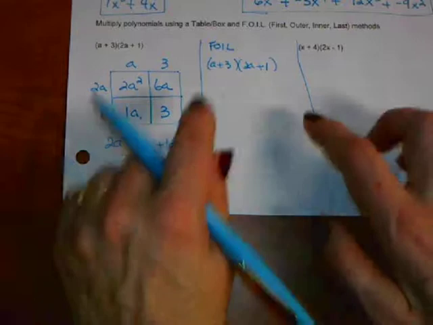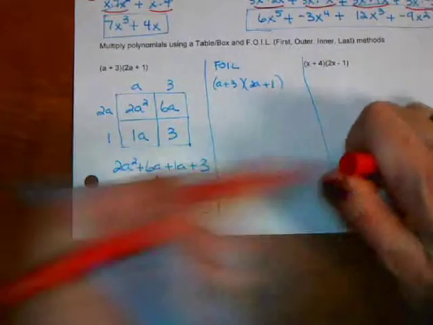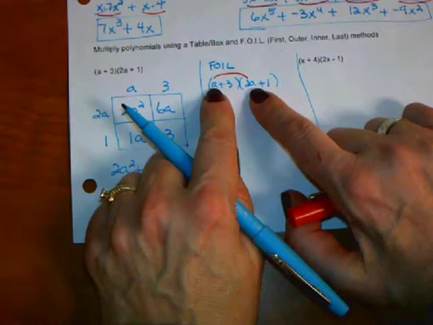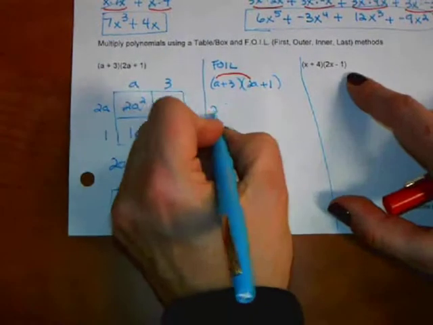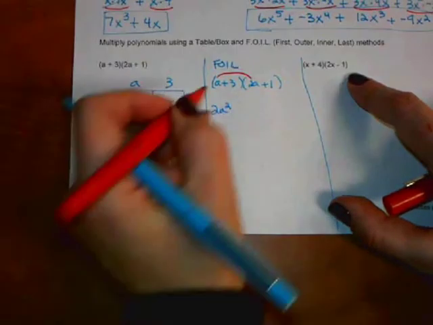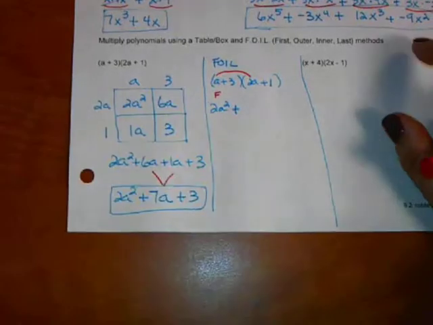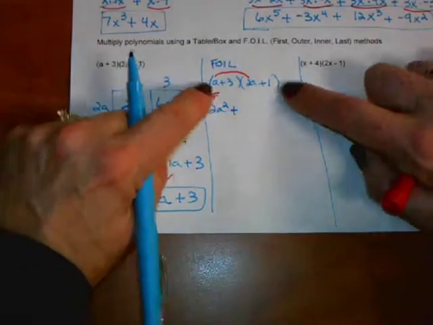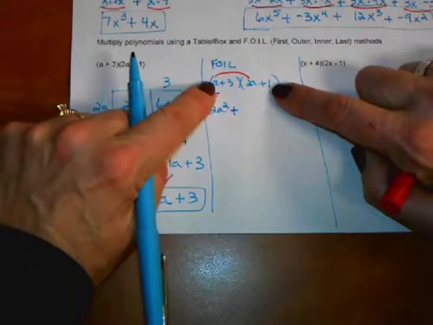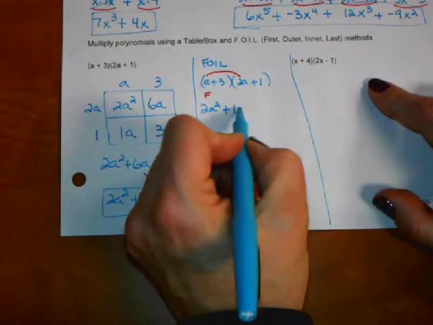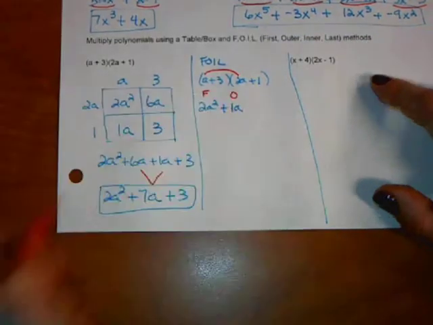Okay? So, the F means you multiply the first two terms together. A times 2a. What is a times 2a? 2a squared. Do you all see that? It's 2a squared. I'm just going to write that down. 2a squared. And I'm going to put an F above here because that's my first terms. You're going to add to that the O, which stands for the outer two terms. A times 1. A times 1, I'll just write it as 1a. That's my O.